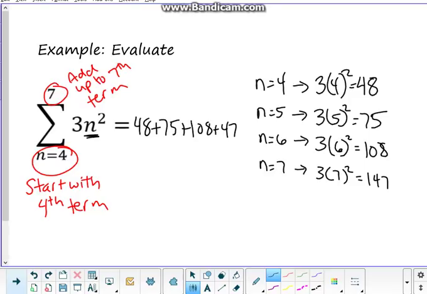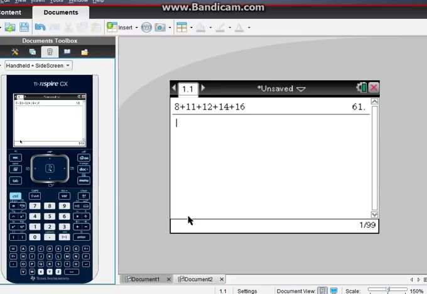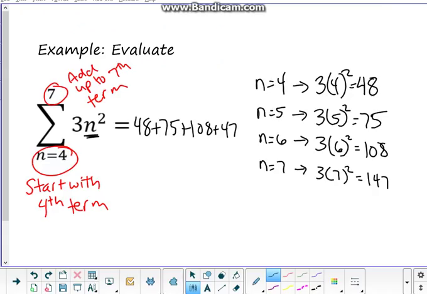And when I punch all that into my calculator, go ahead and do that along with me. Let's try real hard not to make any errors this time. 48 plus 75 plus 108 plus, nope, and there I see that I made an error. 108 plus 147. Again, I made another error, backspace, and hit enter, and we get the sum of 378.